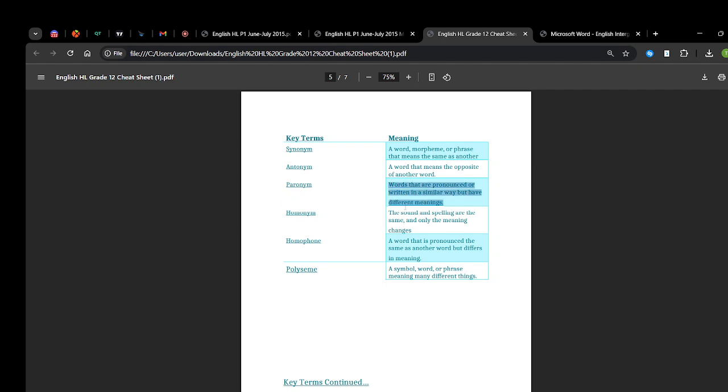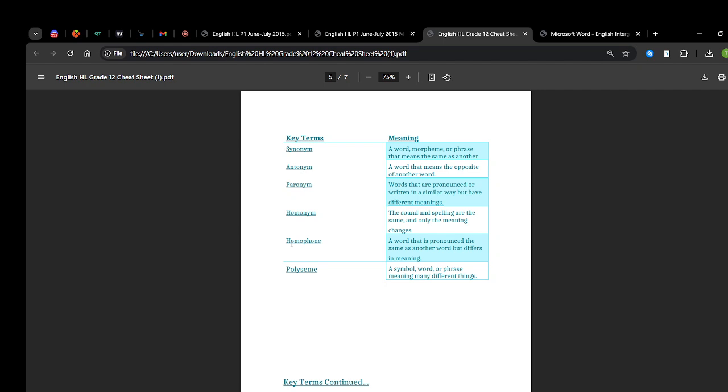It might be a homonym or homophone, but a paronym is basically a different thing to what a homonym or homophone might be. So guys, homonym, the sound and spelling are the same, they're exactly the same, but only the meaning changes. And then homophone, a word that is pronounced the same as another word, but differs in meaning. So you can see that paronym and homophone are quite similar. So you might see in an exam, they might say, what is a paronym? But you only know what homophone means.